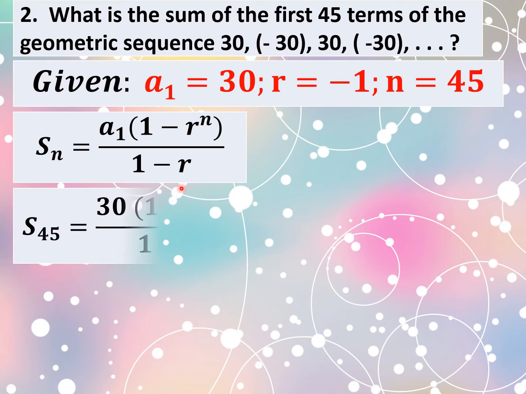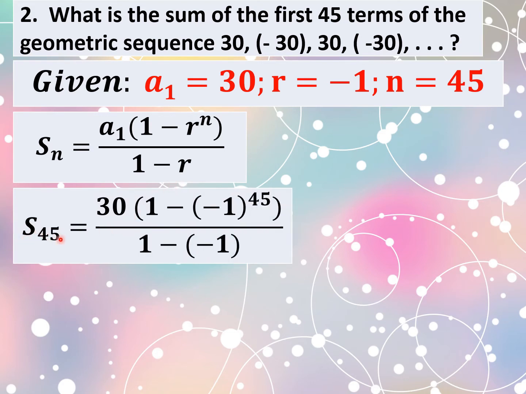So, substitute lang tayo ng given natin. We need to find the sum of the first 45 terms. So, 45 yung ating n. And then, we have 30 yung ating a sub 1. Then, yung common ratio na negative 1. Then, yung value ng n na 45. And then, a common ratio again here na negative 1.